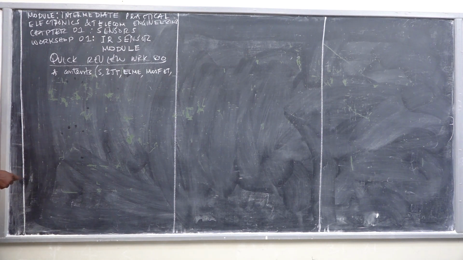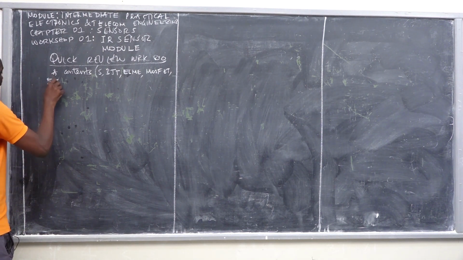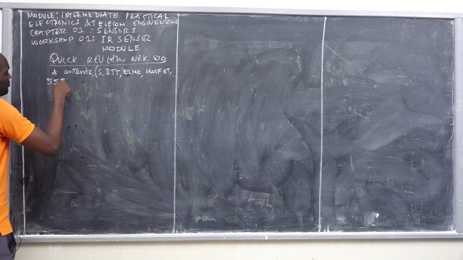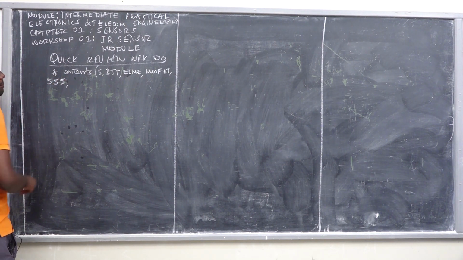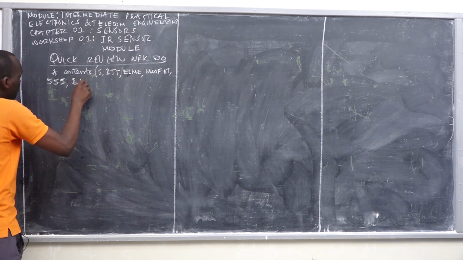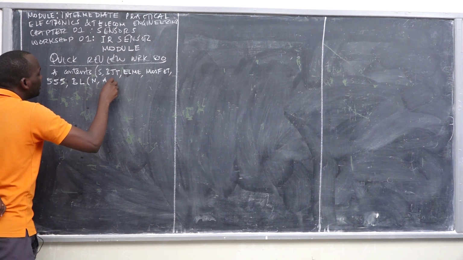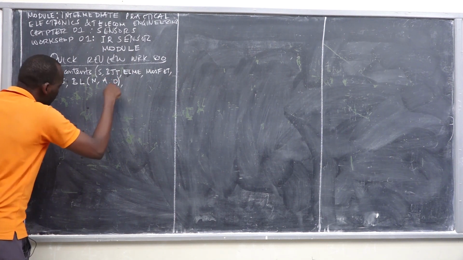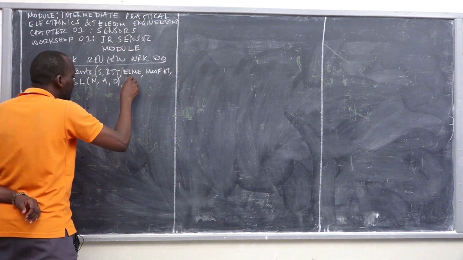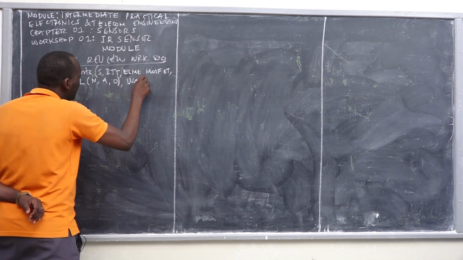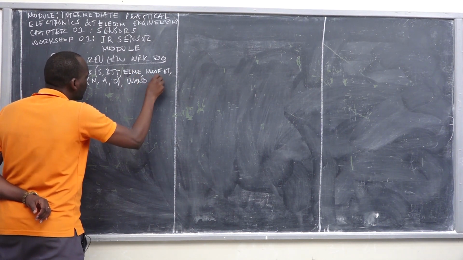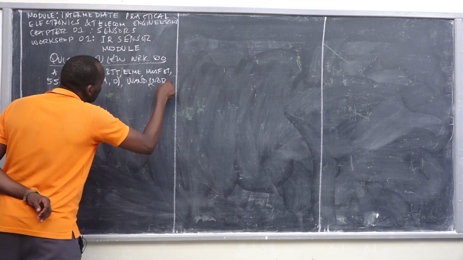Then we are going to discuss MOSFET transistors. We are going to discuss the 555 timer. We are going to discuss basic logic, which means the NOT gate, AND gate, and OR gate. We are going to discuss also universal gates, which are the NAND gate and the NOR gate.